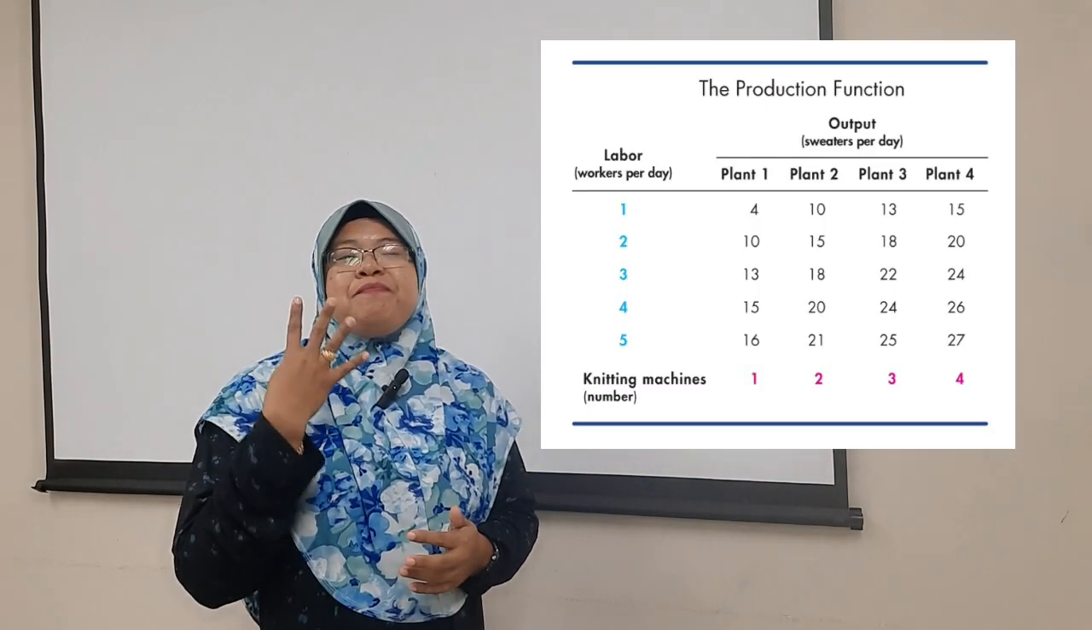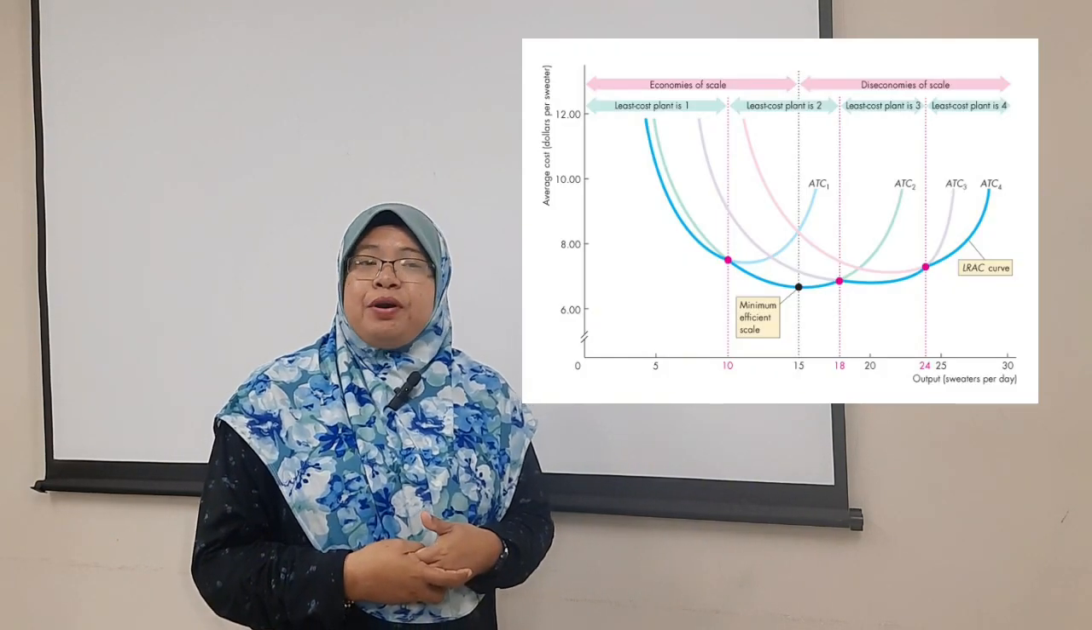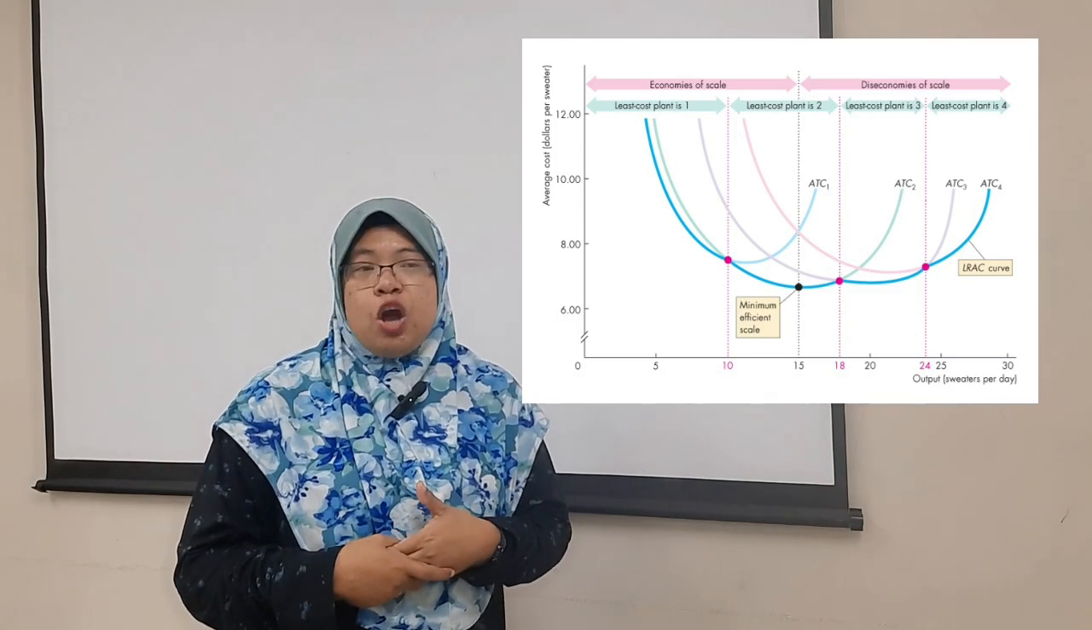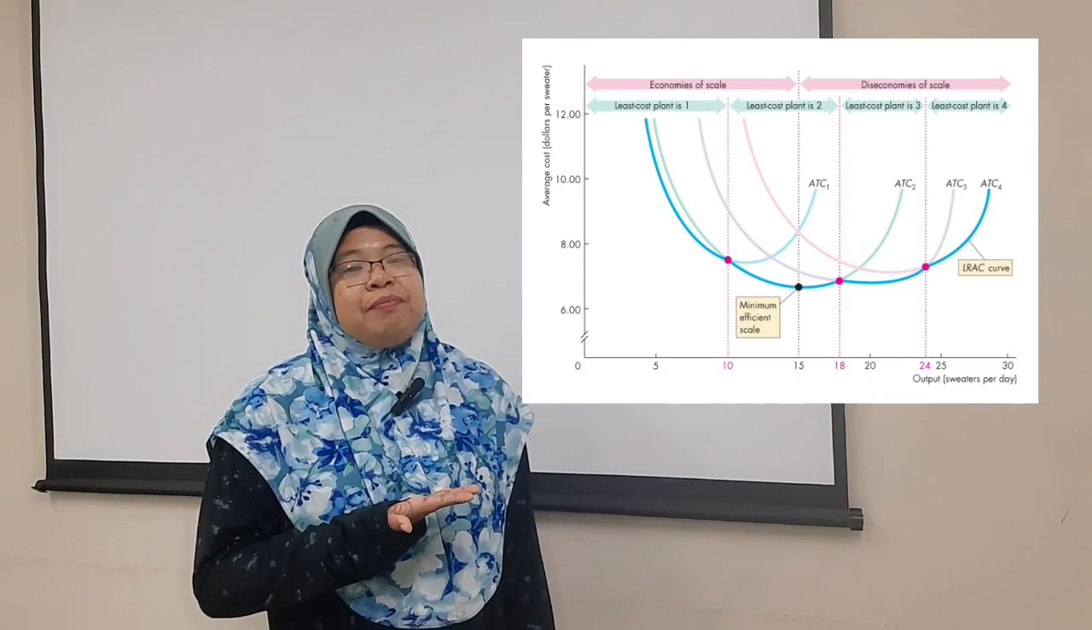The average cost of producing a given output varies and depends on the firm's plant. The larger the plant, the greater is the output at which ATC is at a minimum. The firm has 4 different plants, with 1, 2, 3, or 4 knitting machines. Each plant has a short-run ATC curve. The firm can compare the ATC for each output at different plants. So we look at this diagram.